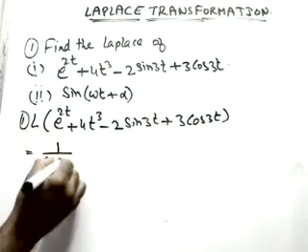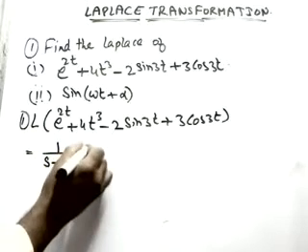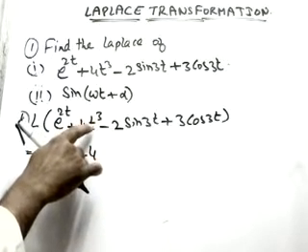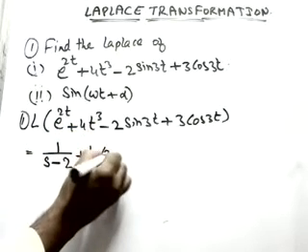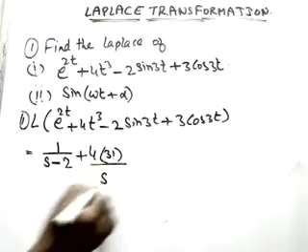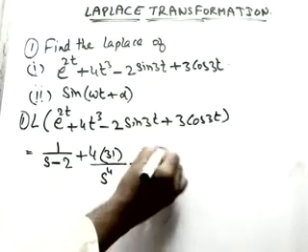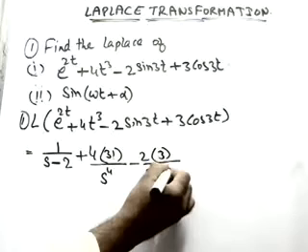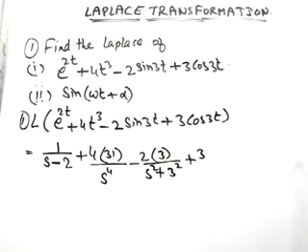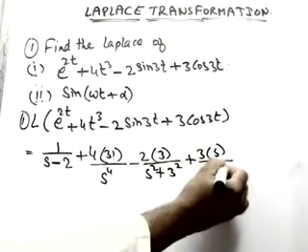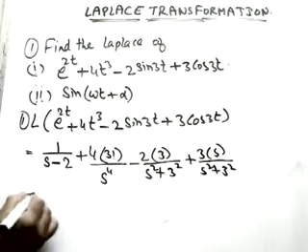So 1 divided by s minus 2, in place of a we are having 2, plus 4 into, as we have just discussed, Laplace of t power n is n factorial by s power n plus 1. So 3 factorial by s power 3 plus 1, which is 4, minus 2 into Laplace of sin at, which is a divided by s square plus a square. Lastly 3 into Laplace of cos at, which is s divided by s square plus a square.